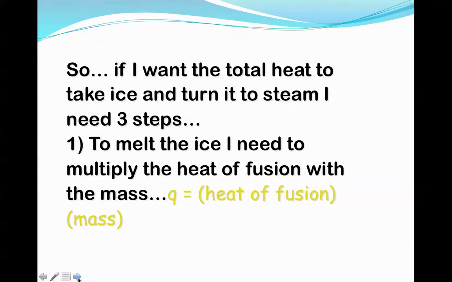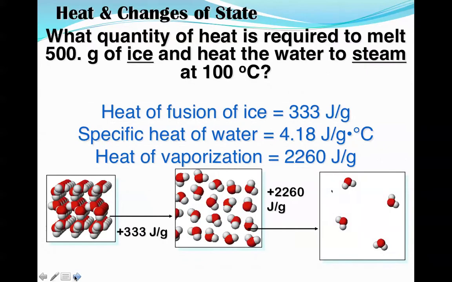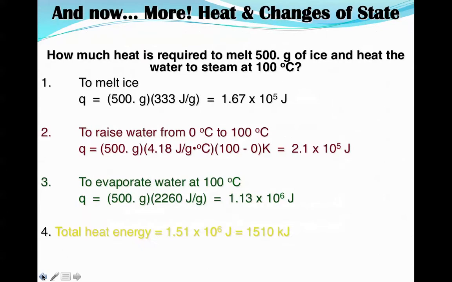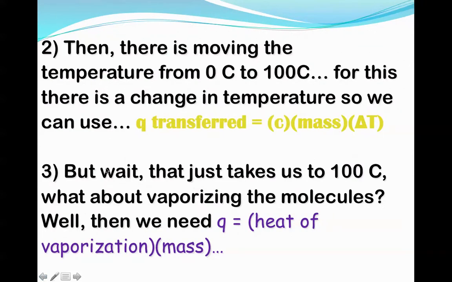I'm going to show you the chart in just a second. Let's see, can I pull it up? I think it's back here. All right, so I'm starting here at 0 degrees Celsius. Then I'm going to go to 3. Then I'm going to go to 4. Okay, so let's go back. So at 2, then I'm going to move from 0 degrees to 100 degrees Celsius.